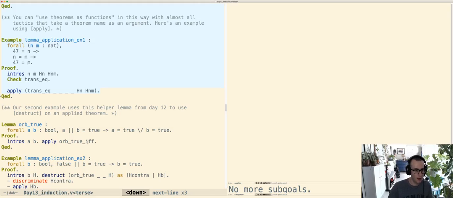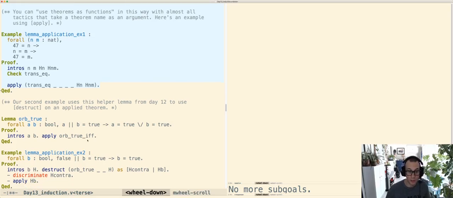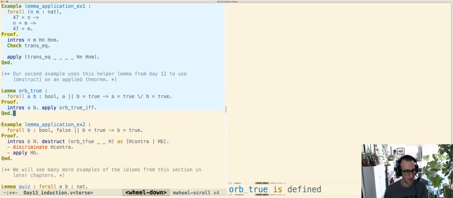Great. So the second example here, I want to show how you can do this with destruct. And that, I think, is actually a really nice way of working. So first I want to just specialize orb_true_iff to give us a convenient lemma that says, hey, if A or B equals true, then either A is true or B is true. Or B true if and only if does both of those. Okay, so for this example, I want to show that, hey, if false or B equals true, then B equals true.